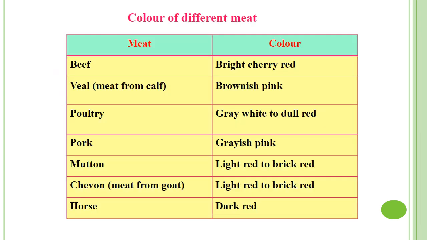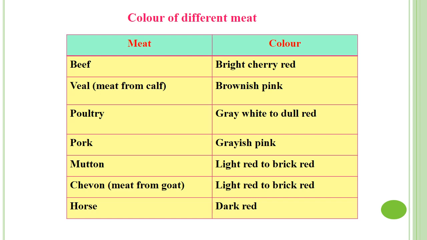Here let us first understand what is the color of different meat. So this I have discussed in the basic class in undergraduate level. Now whatever we are discussing, this is for postgraduate level. So the color of beef, in general it is described as bright cherry red.